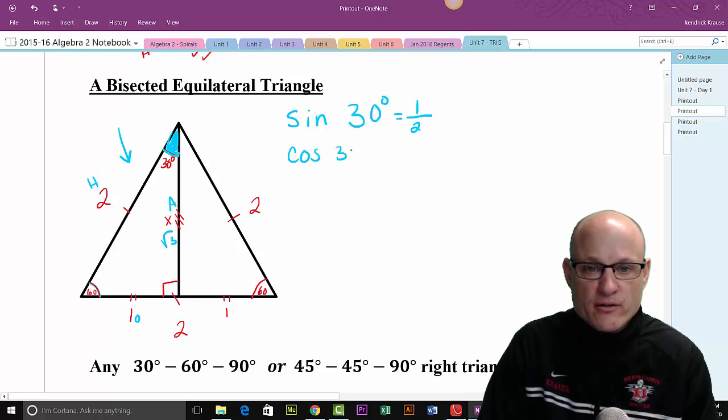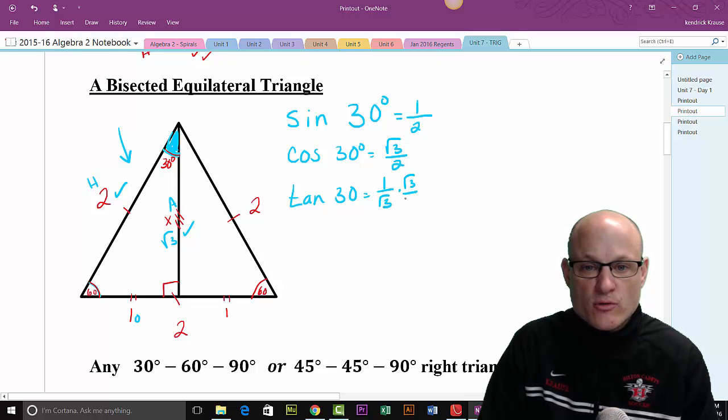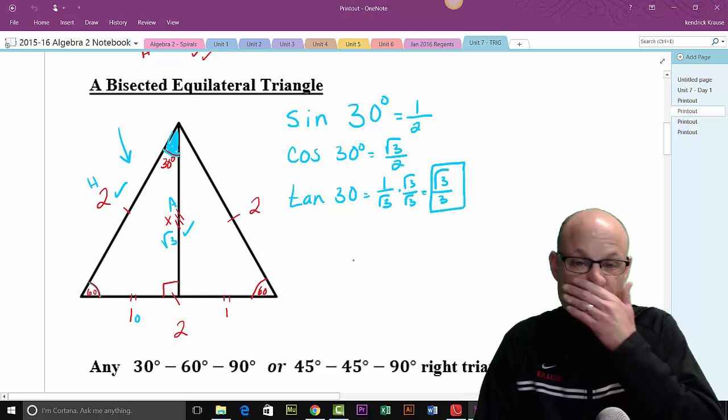Cosine of 30 degrees is the square root of 3 over 2, which is the adjacent over the hypotenuse. And tangent of 30 degrees is opposite over adjacent, which is 1 over radical 3. Multiply by radical 3 over radical 3, and I get tangent of 30 is equal to radical 3 over 3. All right, those are the first 3.